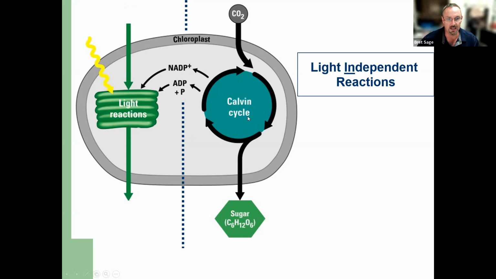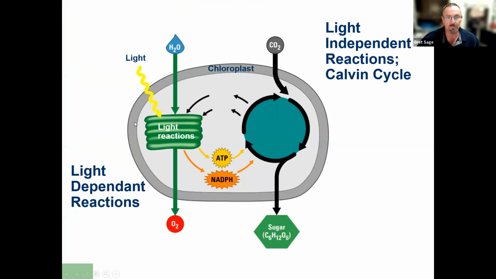And the waste oxygen was over here, but the only thing that's coming out of the Calvin cycle besides the sugar are these discharged batteries and empty wheelbarrows. So it's going to go back to the light reactions to pick up hydrogens from water and energy from the sun.